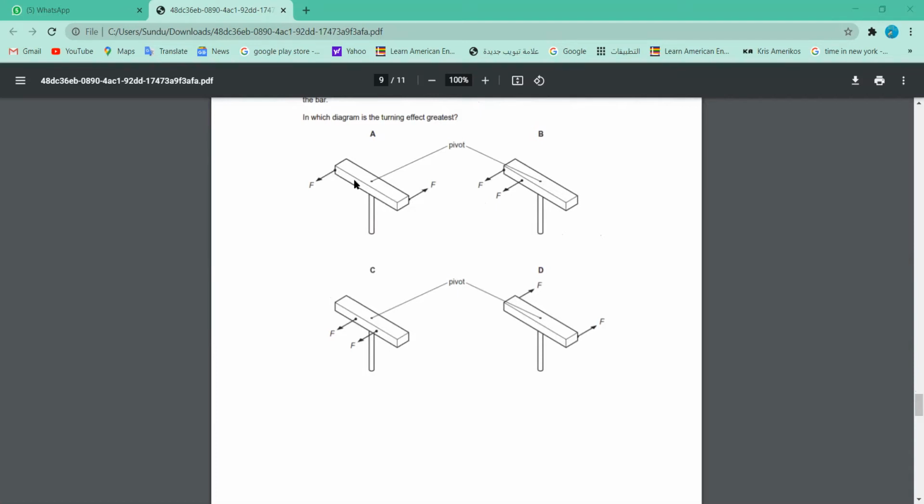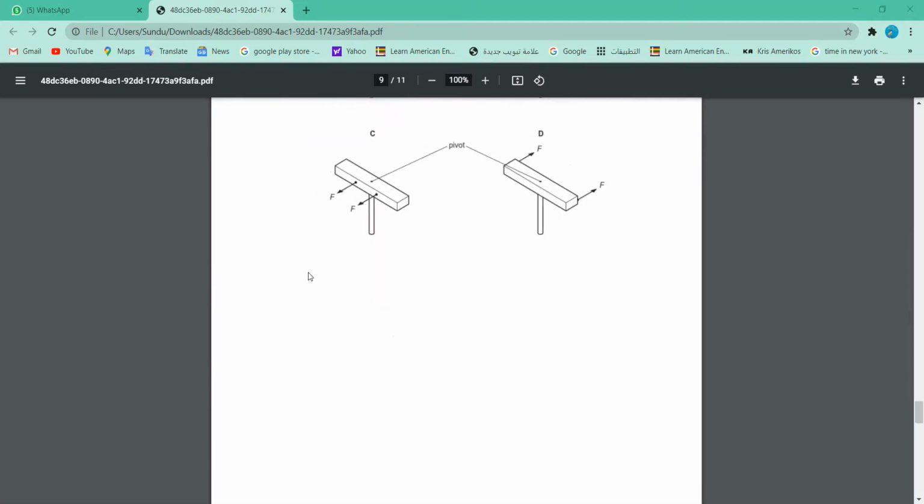Okay, if you look at both these forces, they are both clockwise and they are at their maximum distance from the pivot. Here, this force is at the maximum distance, but the other force is not at the maximum distance. So therefore, this one has the greatest turning effect. Okay, Ramin, did you understand?